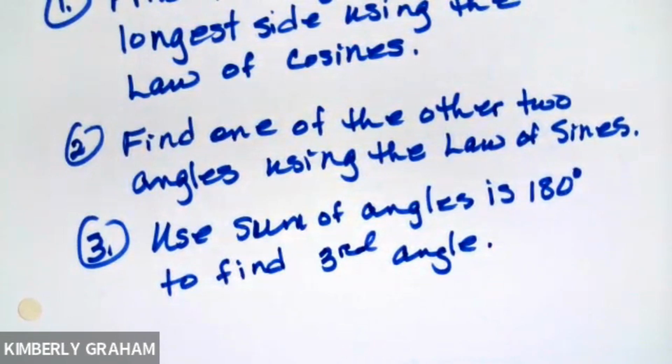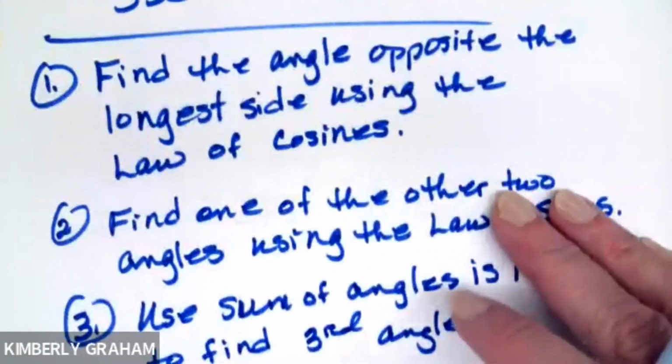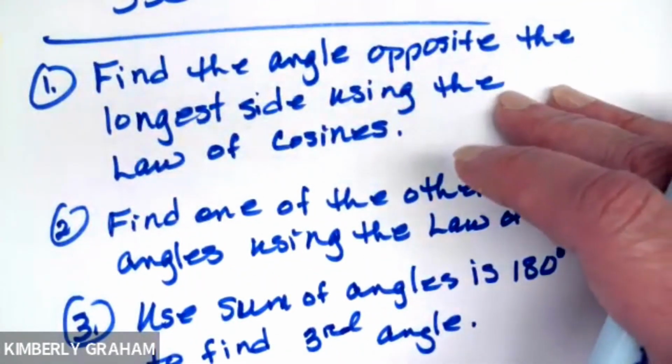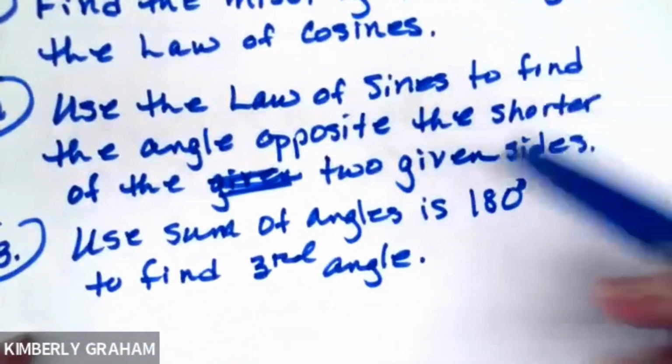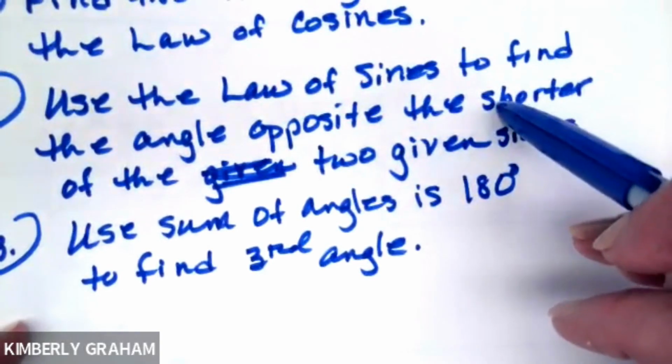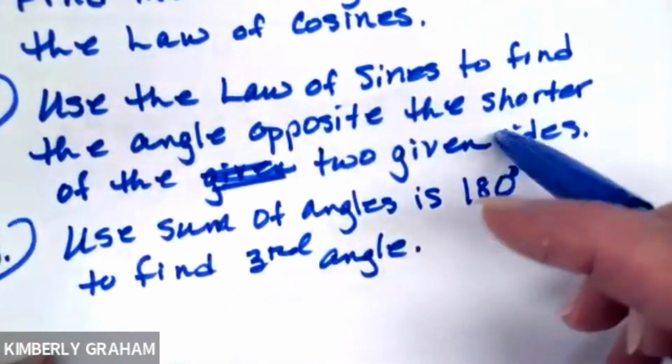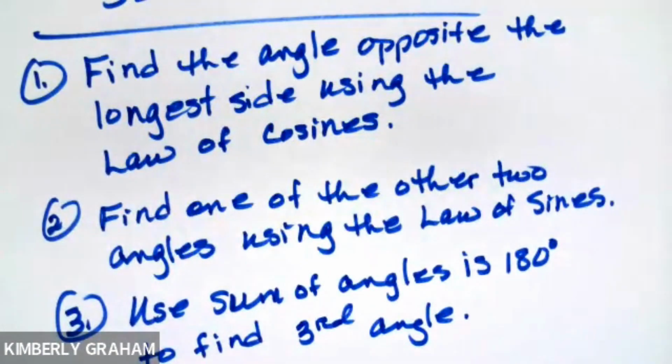So don't get these two types of problems confused. Here I'm starting off by finding the angle opposite the longest side. In step 2 here, you're going to find the angle opposite the shorter side. I think that's the hardest thing to remember out of all of this stuff that we're doing. Okay, so let me do an example of this type of problem.